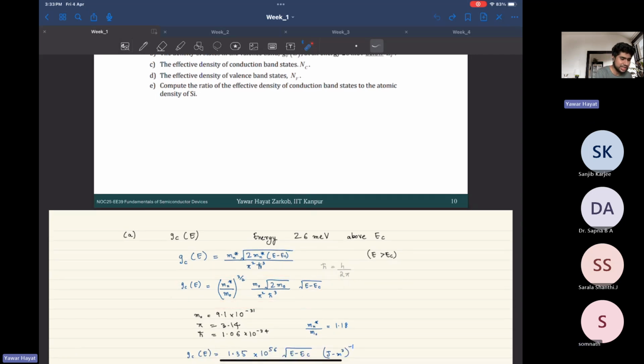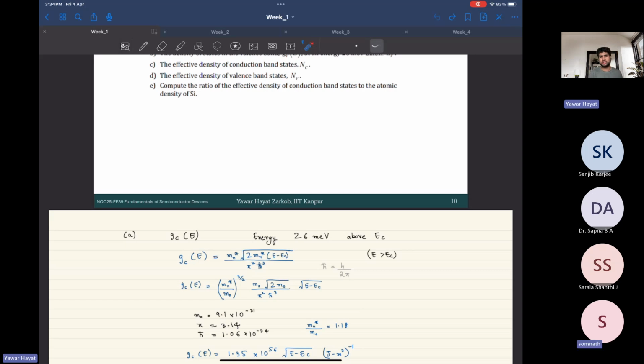So now what I do is I plug in the values. I know my rest mass is 9.1 into 10 to the power minus 31 kg, and pi I'm taking as 3.14. My reduced Planck's constant is 1.06 into 10 to the power minus 34. If you don't remember the value of the reduced Planck's constant, I'm assuming you would know the value of Planck's constant, and if you divide that by 2 pi, you'll obtain this.